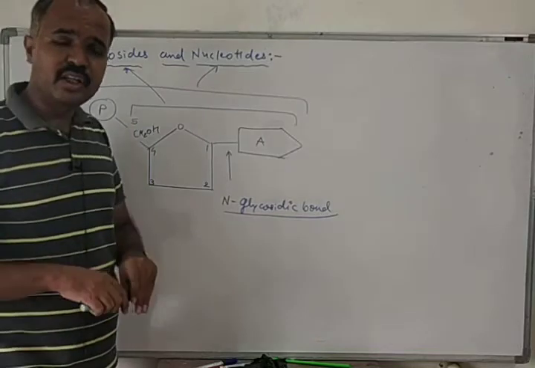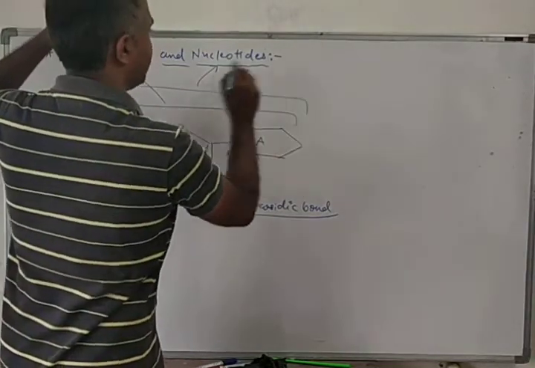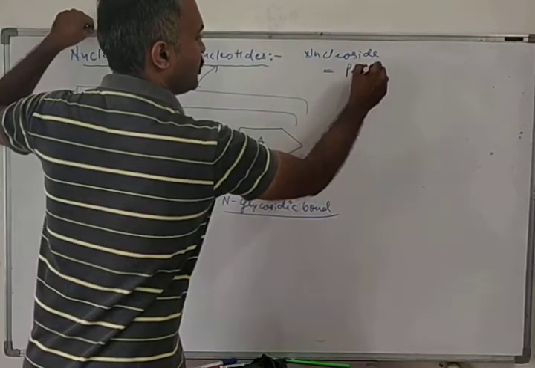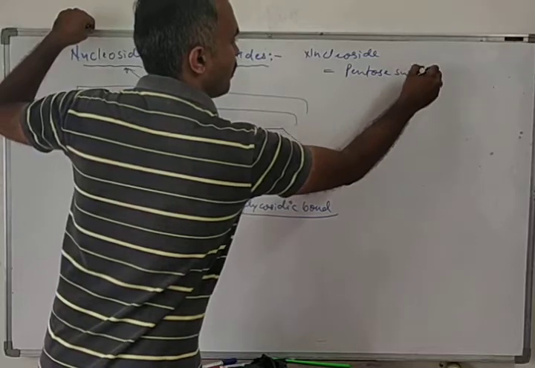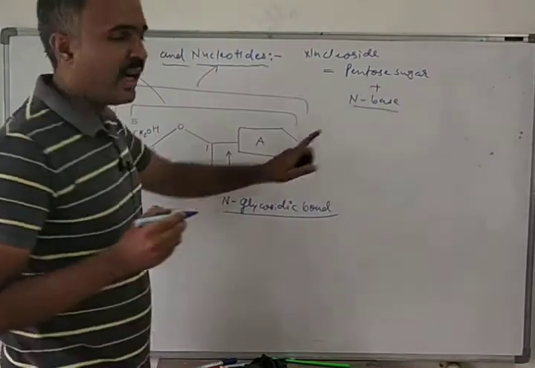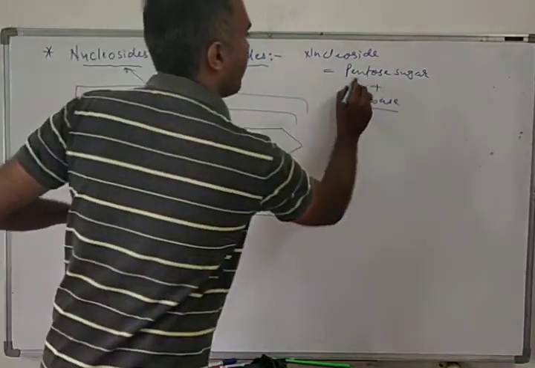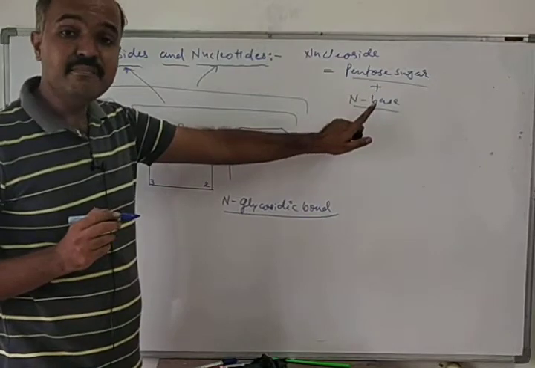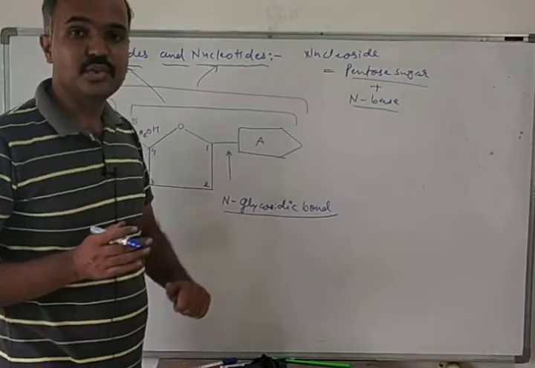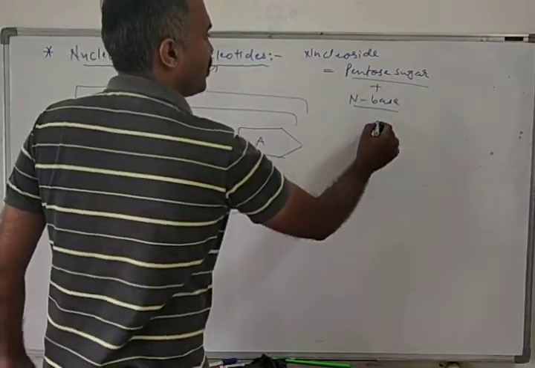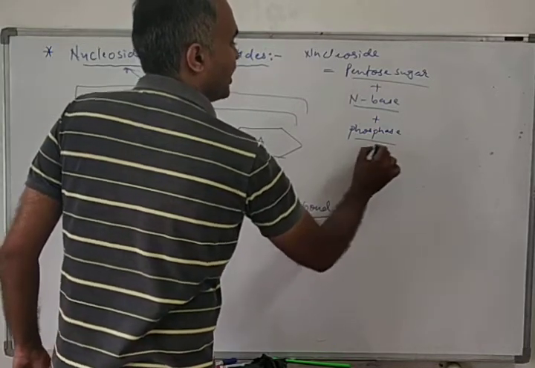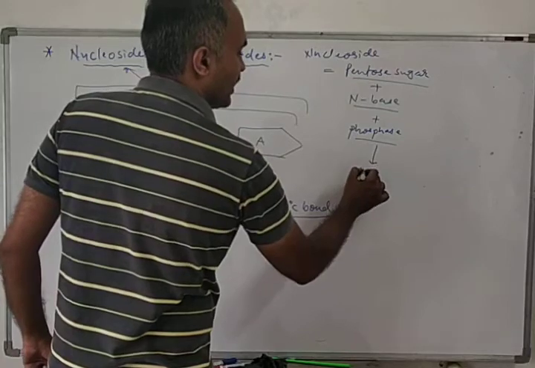Okay, so what is nucleoside? Nucleoside is equal to pentose sugar plus nitrogen base. Now I am not writing whole nitrogen, I have written N base. So a pentose sugar is there and an N base is there. This structure is known as nucleoside. And if we join an extra phosphate to this structure, then the resultant structure is known as nucleotide.